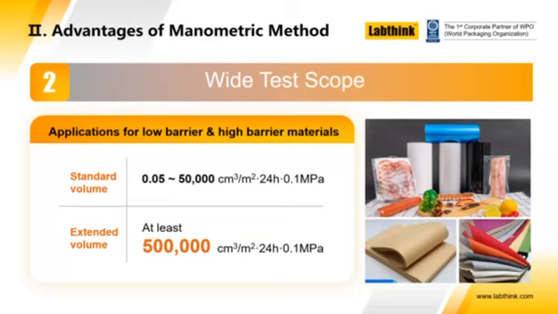Furthermore, the design of the cell is such that you can extend the volume, which will give the test cell the capacity of handling up to 500,000 cc's per meter squared, 24 hours per atmosphere. So with the extended test cell, it's very good for testing things like textiles and such like, which are by their nature porous, as well as high barrier materials like certain types of plastic film used in the packaging industry.